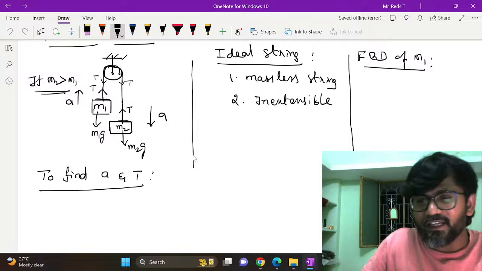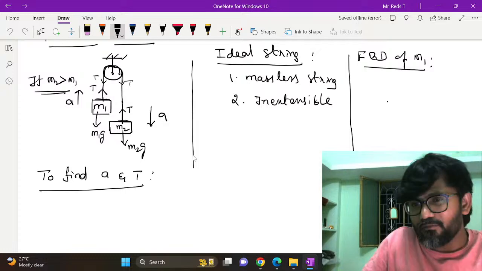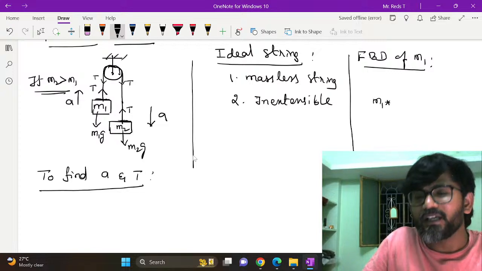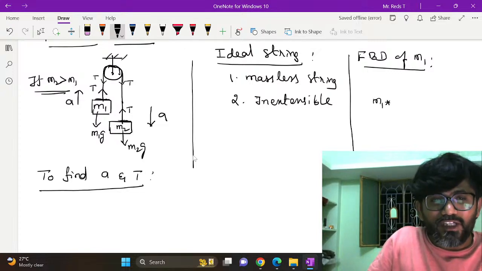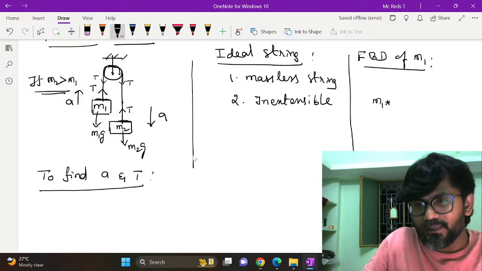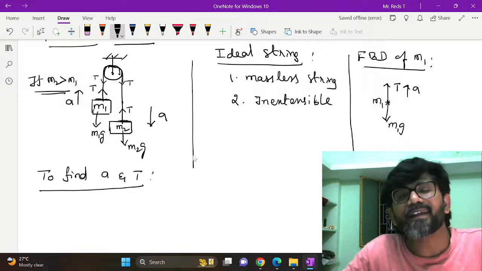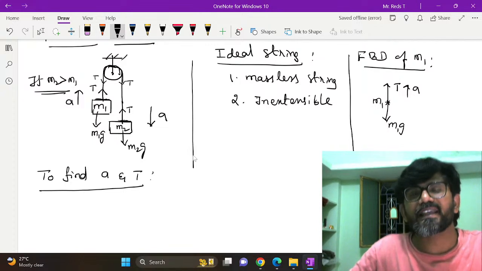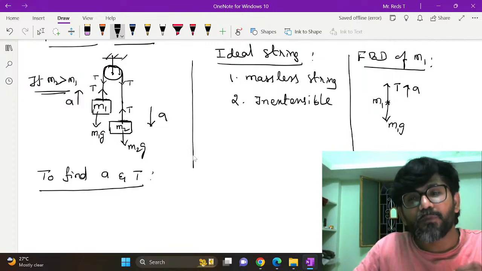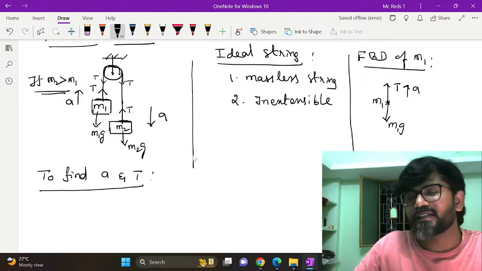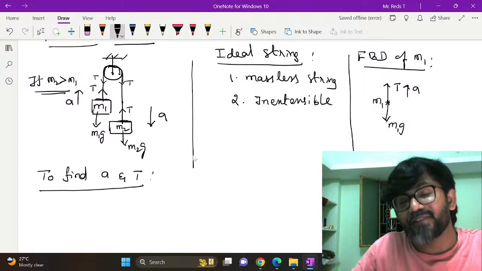We are considering M1. So mark M1 as a point object with mass M1 here. Now M1g is acting down and T is acting up on this. After drawing the free body diagram, you have to write the equation of motion. The equation of motion says that the net force on the part of the system is equal to its mass times acceleration.